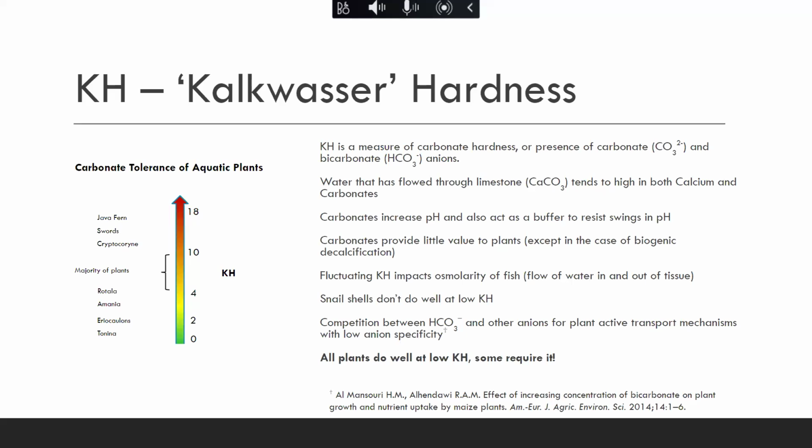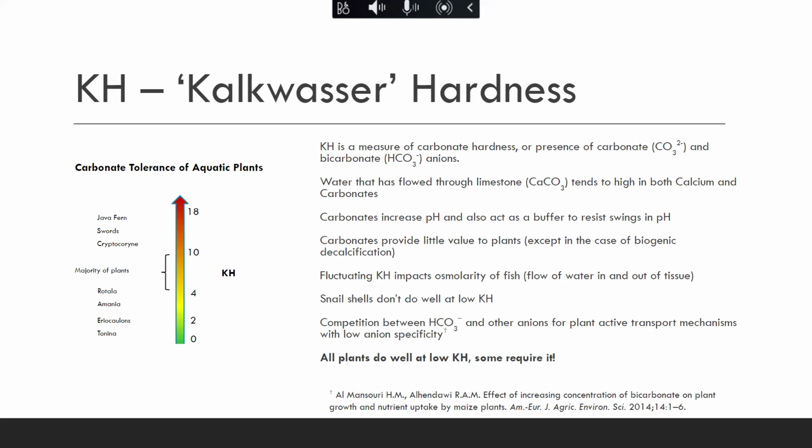So KH is a measure of carbonate hardness, or the presence of carbonate and bicarbonate anions. So water that's flowed through limestone, which we have a lot of in America, tends to be high in both calcium and carbonates. And these carbonates increase pH, and they also act as a buffer to resist swings in pH.